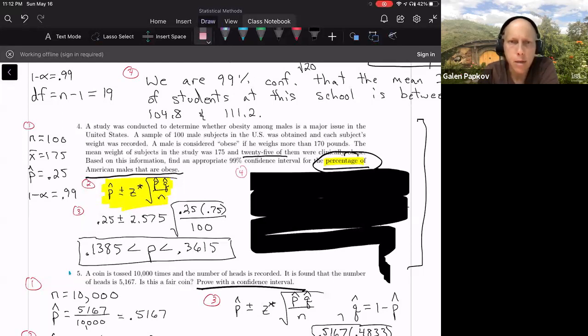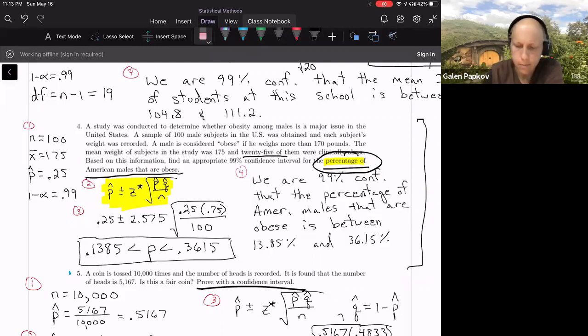Again, we want to interpret that. So we are 99% confident that the proportion of obese American males is somewhere between 0.1385 and 0.3615. That's essentially what I say here for our interpretation.